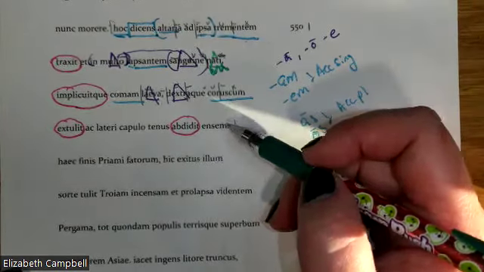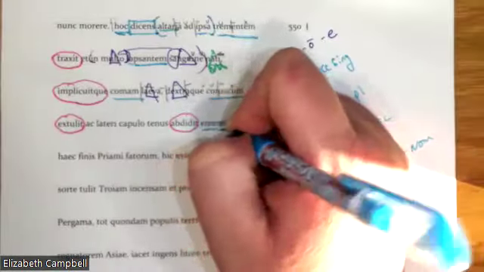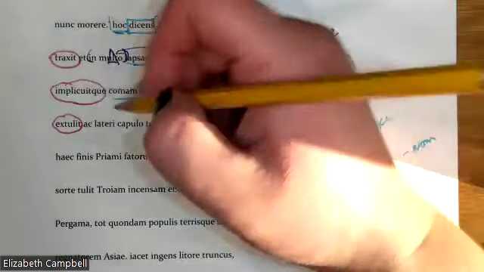And now we've got these guys down here. Okay, look at this. Ensem ends in em again. Okay, em is going to be accusative singular. So go ahead and underline it. Capulo. Whoa. There we go. Capulo.